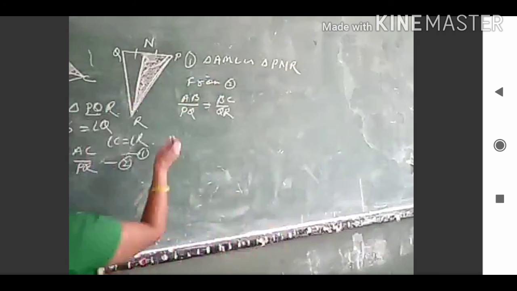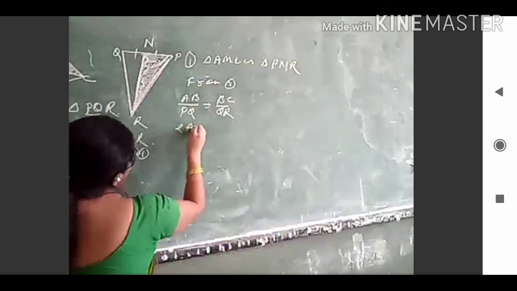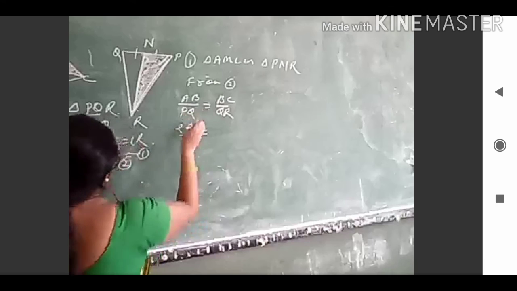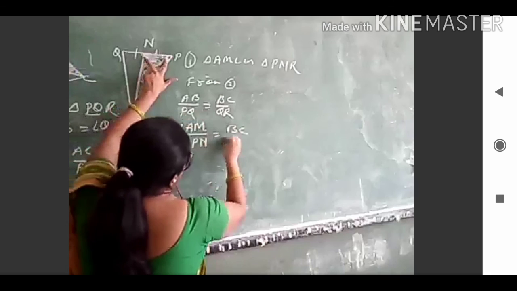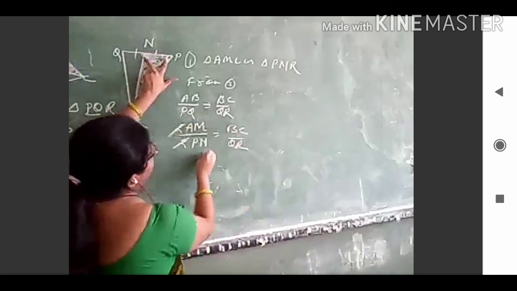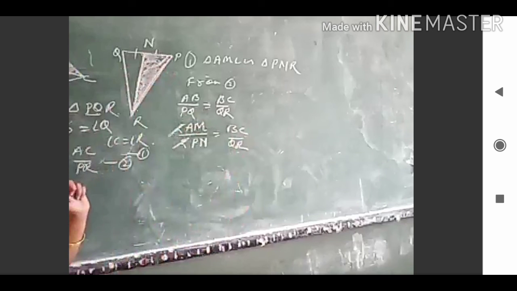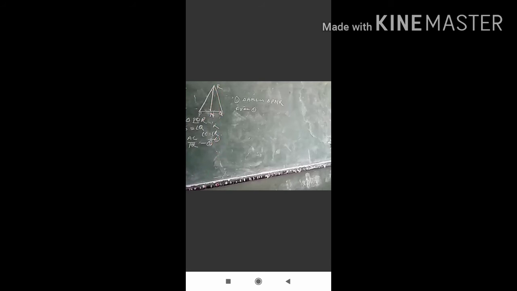Then, replacement of AB, I am writing 2AM, and replacement of PQ, I need this one, 2PN. That means AM upon PN, BC upon QR. Okay, and the angle A is equal to AMC. That means we need to write AB upon PR. AB upon RP.